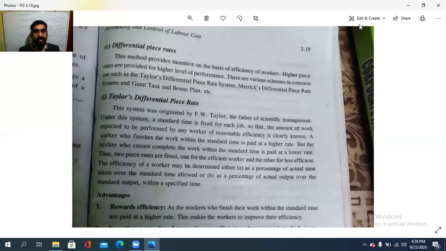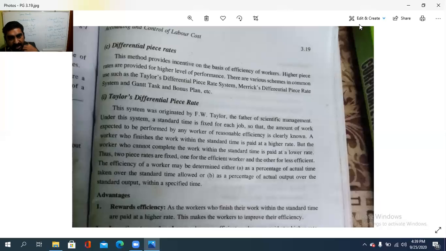Under the system a standard time is fixed for each job so that the amount of work expected to be performed by any worker of reasonable efficiency is clearly known. A worker who finishes the work within the standard time is paid at a higher rate, but the worker who cannot complete the work within the standard time will be paid a lower rate. The standard time is set, and if any worker completes the production within the standard time, he will get the higher rate, and otherwise a lower rate. That is the differential piece rate system.